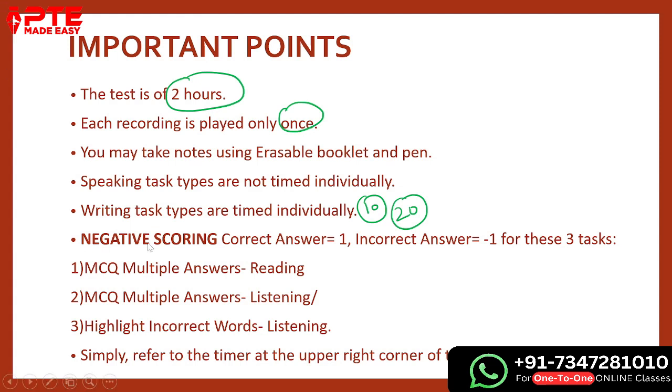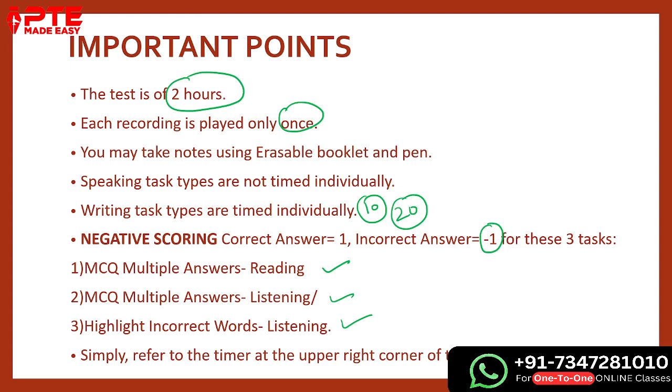Now, negative scoring, the most important thing. Most of the learners out there do not know that some of the tasks are given negative scoring. For these 3 tasks, you get 1 for a correct answer and -1 for an incorrect answer. But for all the other tasks, you simply get 1 or 0: 1 for a correct answer and 0 for an incorrect answer. So I would suggest you focus on these tasks in such a manner that you do not commit any mistake. Okay, so only tick if you are sure.